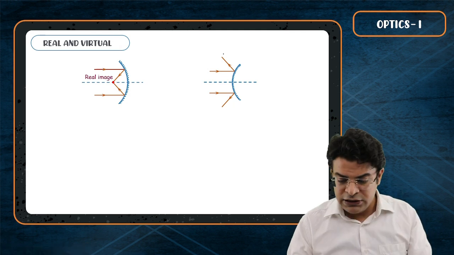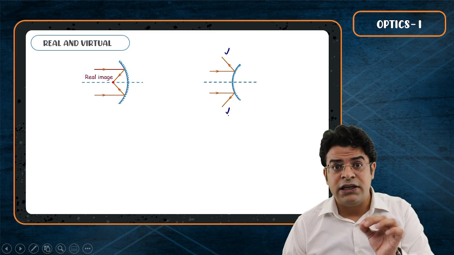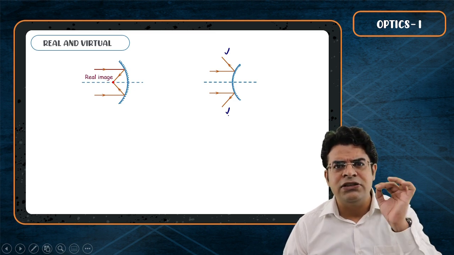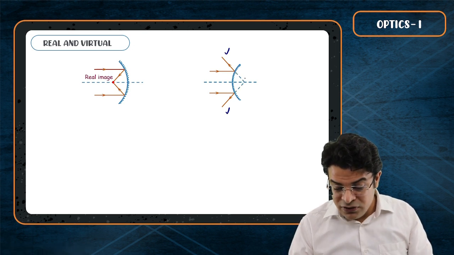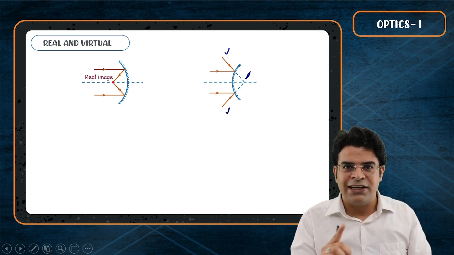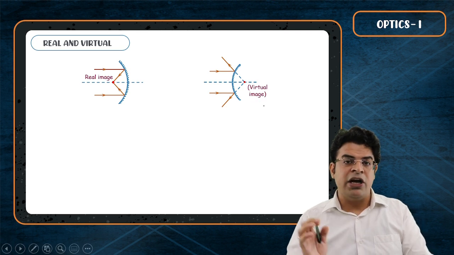Now my question is, are the reflected rays, whose point of intersection gives you the image, actually intersecting, or are their extensions intersecting? Their extensions will intersect. So do you call this a real image or a virtual image? When the extensions intersect, it's a virtual image. So here in this case, you will say I'm getting a virtual image.